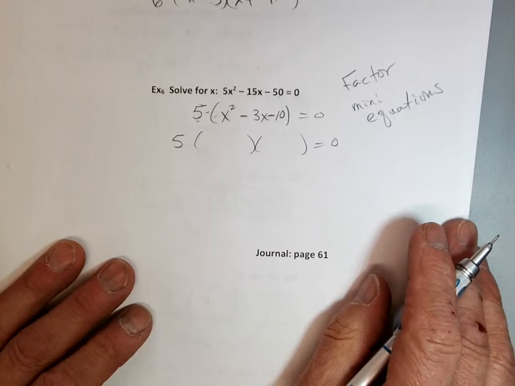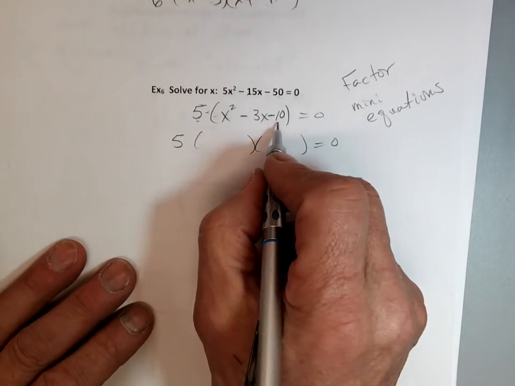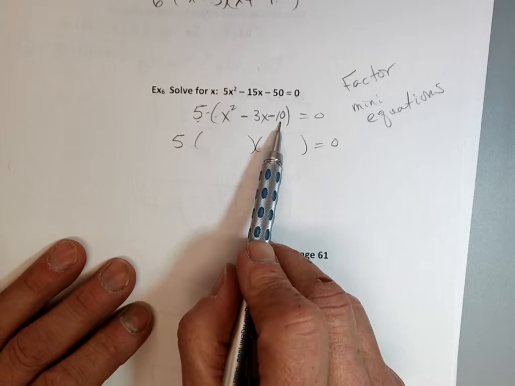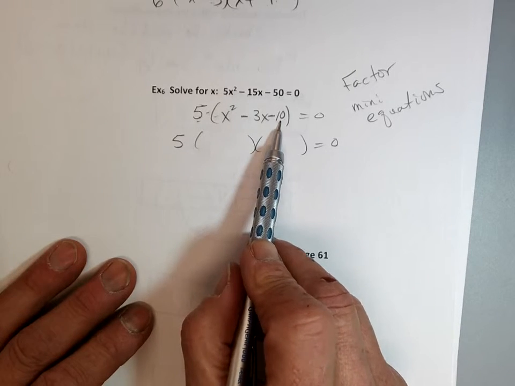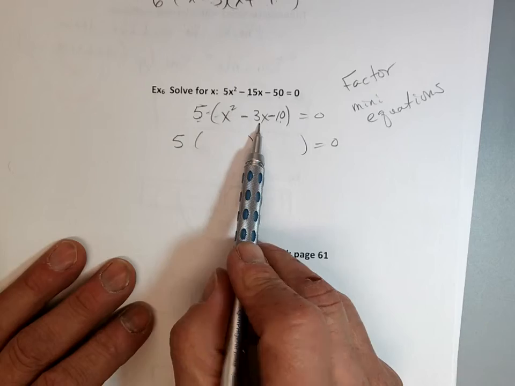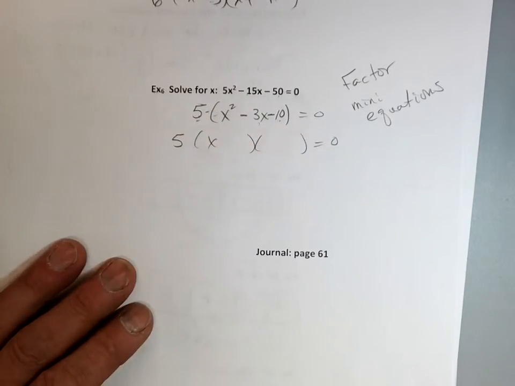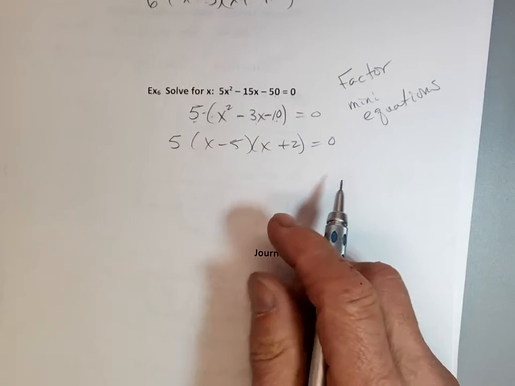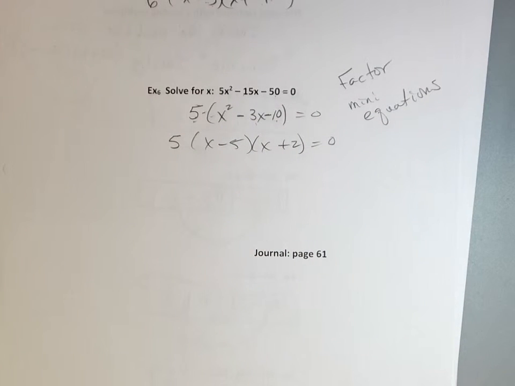All right. What times what makes 10? 2 and 5, right? Can that make a negative 3? Yeah. How about an x, what? Minus 5x. Awesome. And by common factoring, it made it a lot easier. You guys agree? Now, how many answers? We talked about it yesterday. How many answers? 2 answers, right?